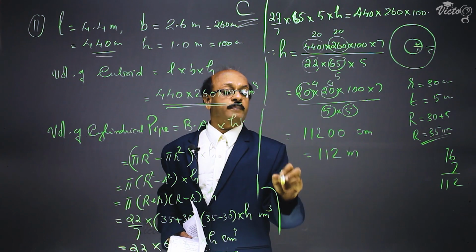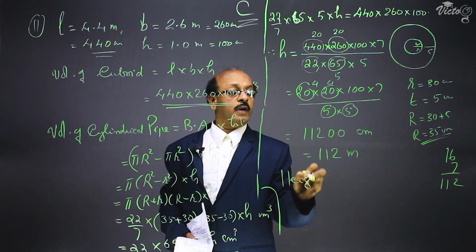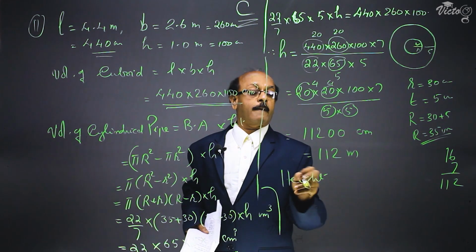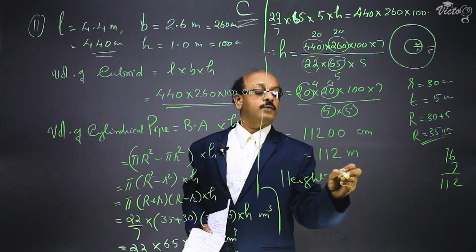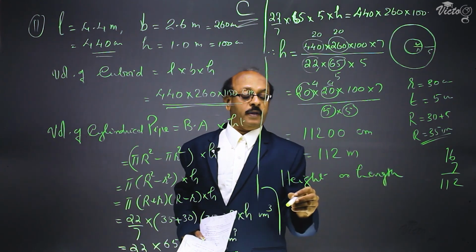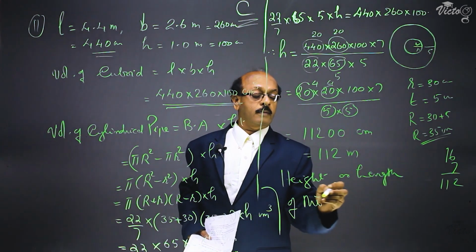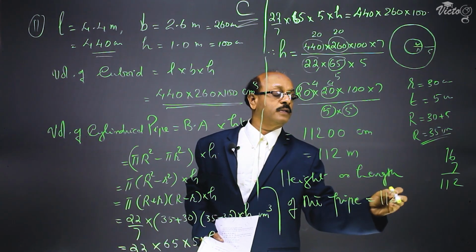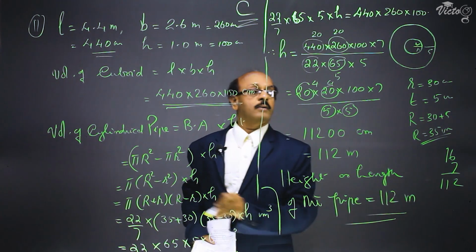Height of the pipe, or length of the pipe, is equal to 112 meter. Okay.